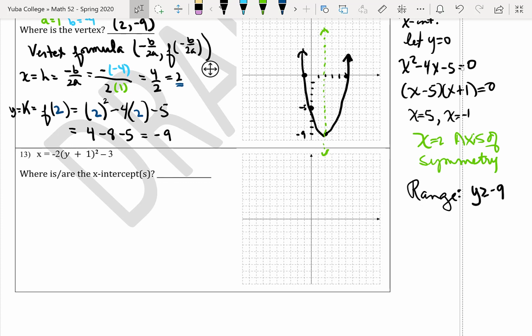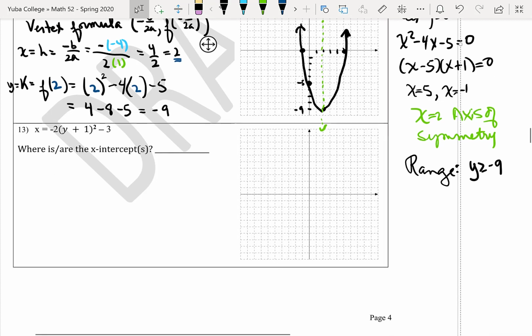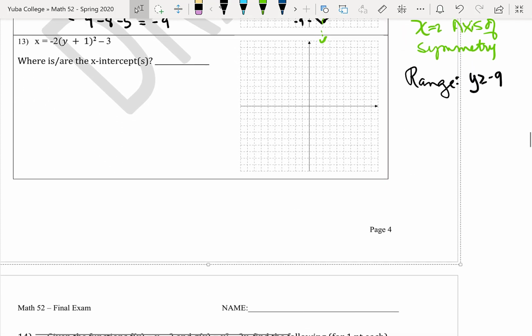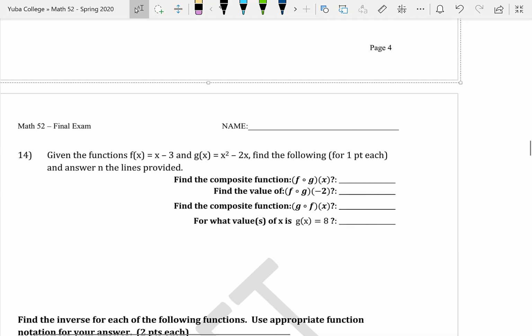Okay, so you're given functions f of x and g of x, and it wants you to find the following. Find the composite function f of g of x. This little circle in between is telling me that I'm plugging my equation g of x wherever I see an x in f of x. So it could be rewritten this way. If it helps you, let's rewrite what g of x is. g of x is this whole equation, x squared minus 2x.